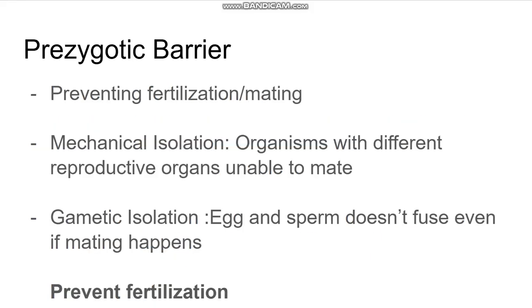And then next we have the isolations that prevent fertilization, which is mechanical isolation, meaning organisms that have different reproductive organs are unable to fertilize. And gametic isolation means your egg and sperm just do not fuse, despite mating having occurred. These two are isolations that prevent fertilization.